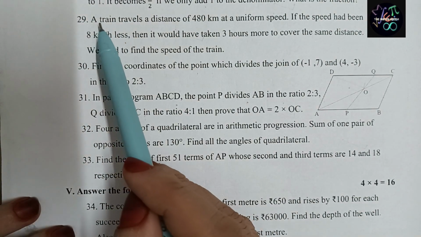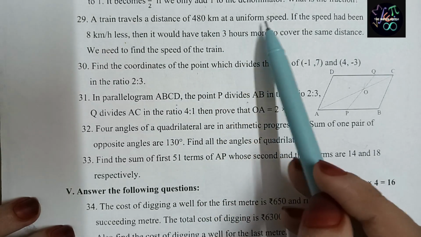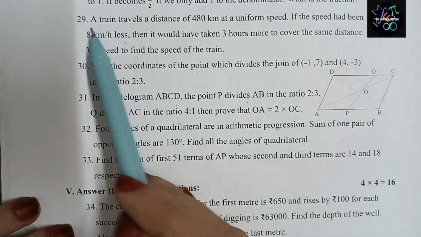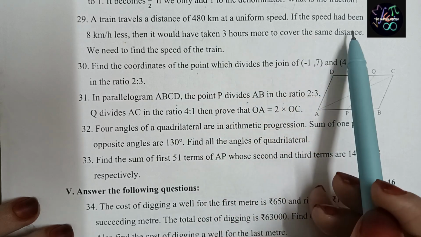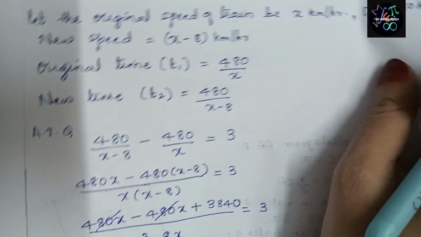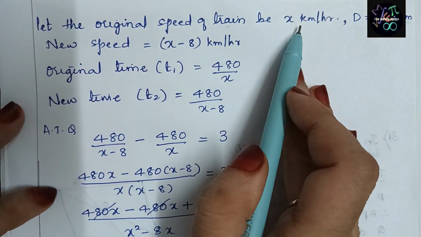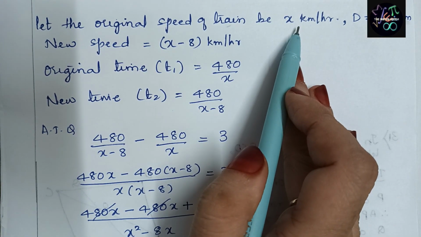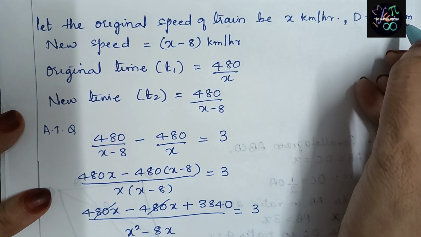Here in question number 29, a train travels a distance of 480 km at a uniform speed. If the speed had been 8 km less, then it would have taken 3 hours more to cover the same distance. We need to find the speed of the train. So here I have solved this problem. Let the original speed of the train be x. They have told us to find the speed, right? Let the speed of the train be x kilometer per hour. Distance they have given is 480 kilometer.